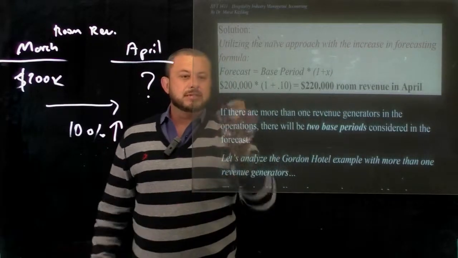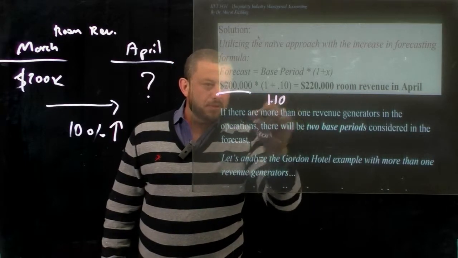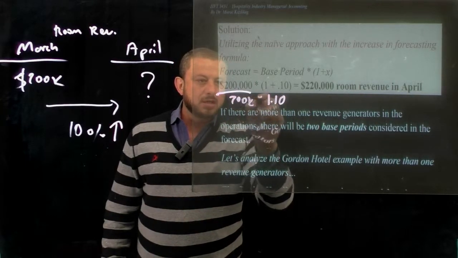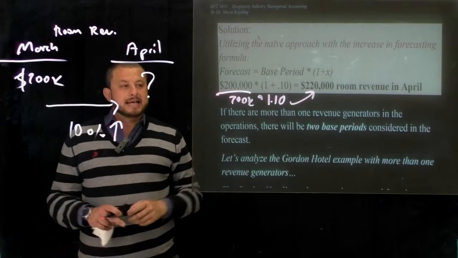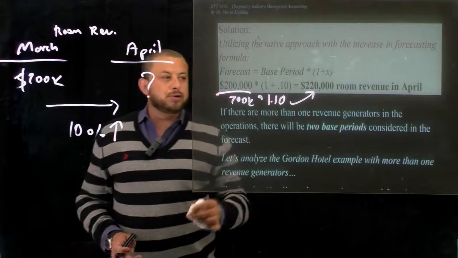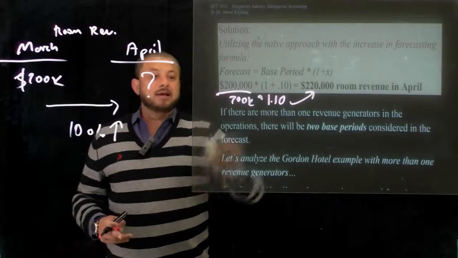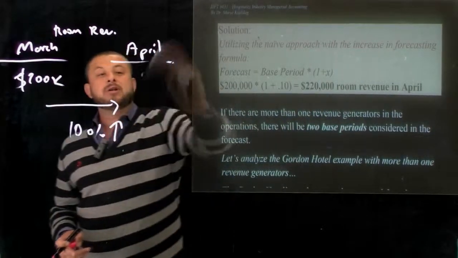Look, $200,000 multiplied by 1 plus 10. 1 plus 10 is equal to 1.10. Therefore, $200,000 multiplied by 1.10 will be equal to $220,000, which is the result. Therefore, the projected room revenues will most likely be around $220,000 in April for Hyatt Inn.